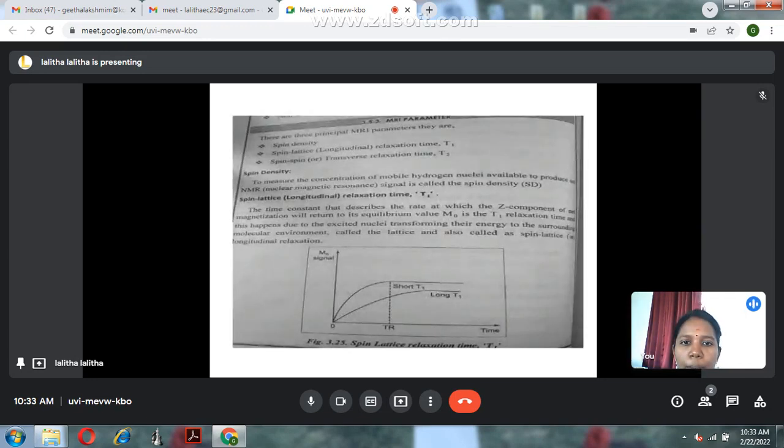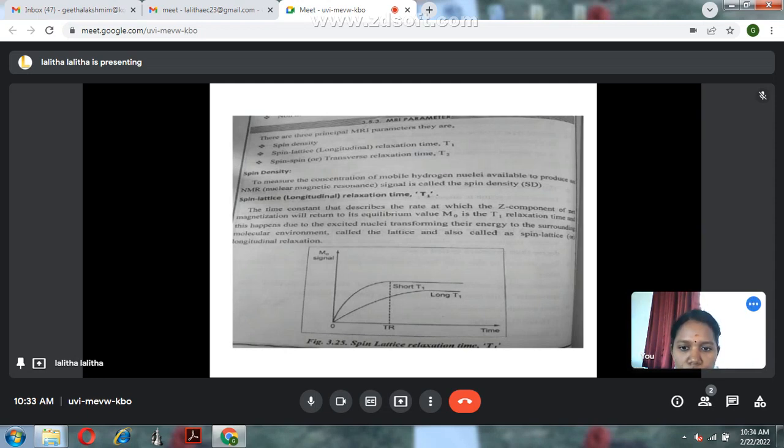So next one, MRI parameters. Here three types of MRI parameters are available: spin density, spin lattice, that is longitudinal relaxation time T1, and spin to spin, that is transverse relaxation time T2. So this is the spin lattice relaxation time.